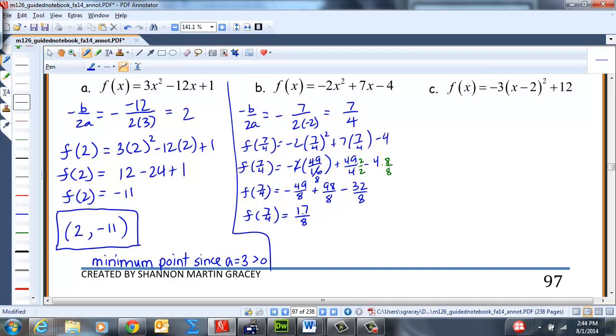So what did we find out? We found out that our vertex was at 7/4, 17/8. So is that point a minimum or maximum point? Good, it's a maximum point since we have a negative coefficient to the squared term.